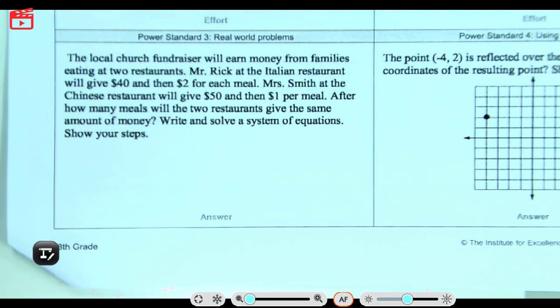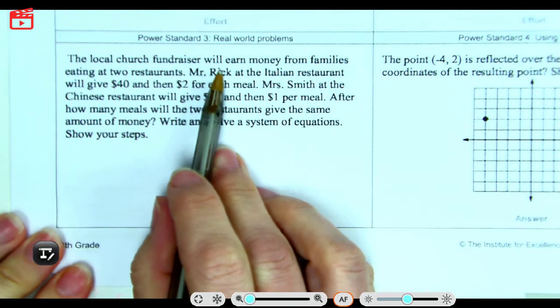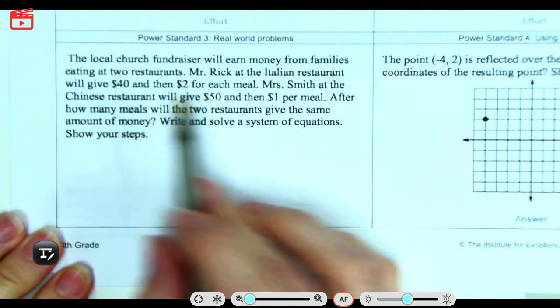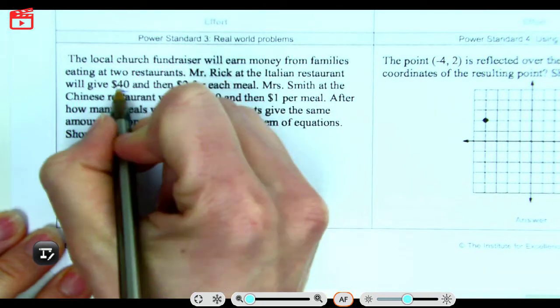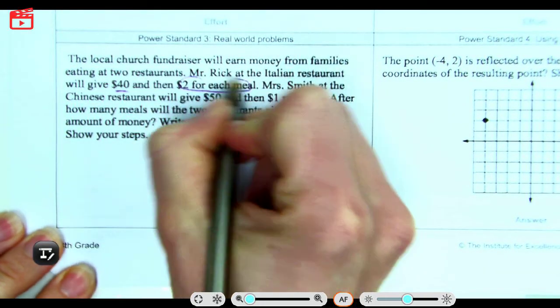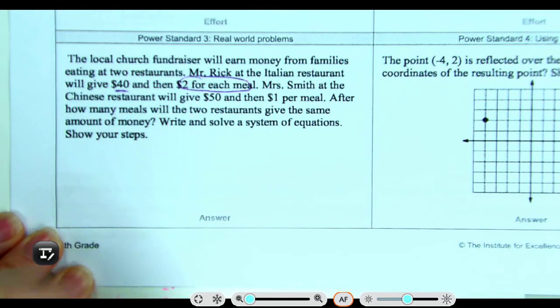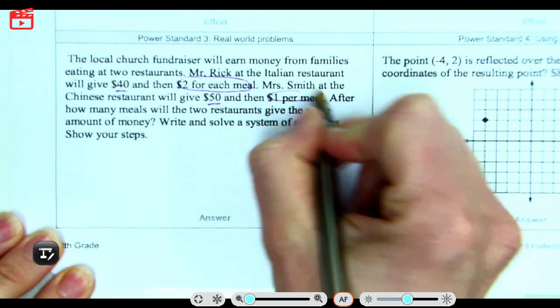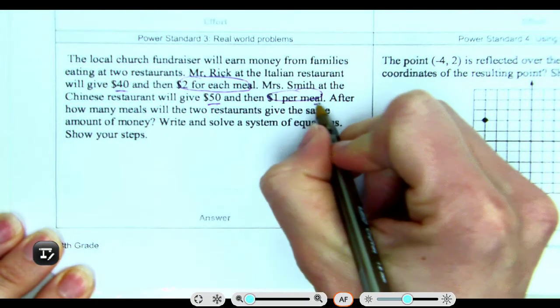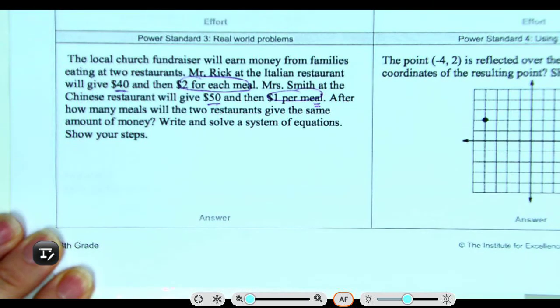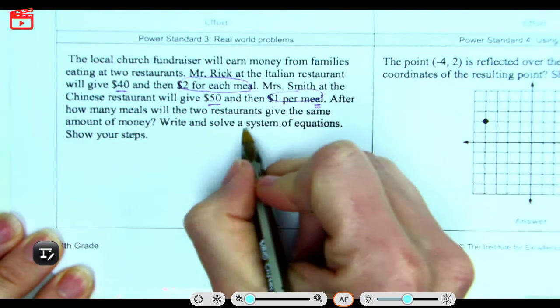Warm-up number 28, Power Standard number 3. The local church fundraiser will earn money from families eating at 2 restaurants. Mr. Rick at the Italian restaurant will give $40 and then $2 for each meal. Mrs. Smith at the Chinese restaurant will give $50 and then $1 per meal. After how many meals will the 2 restaurants give the same or equal amount? Write and solve a system of equations.